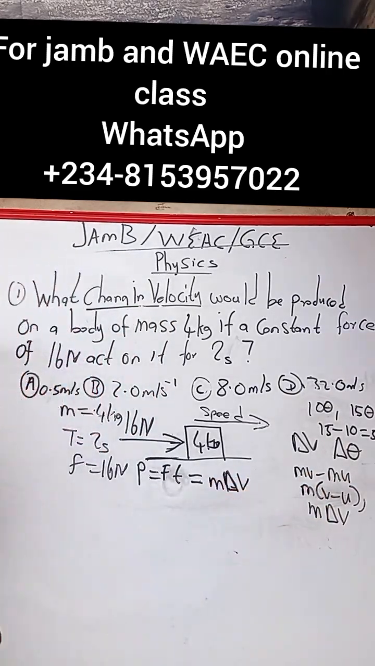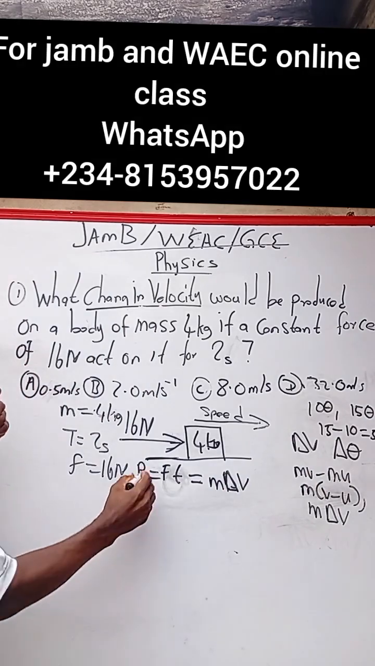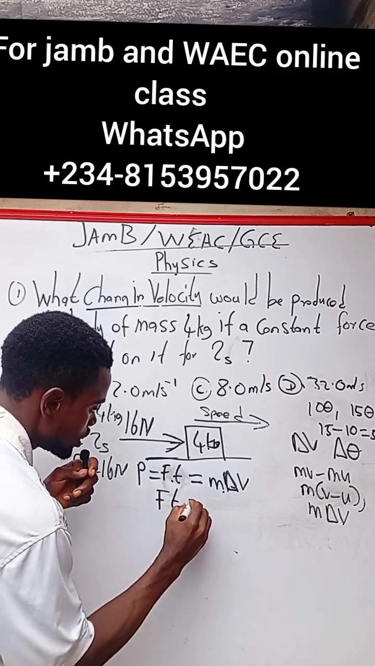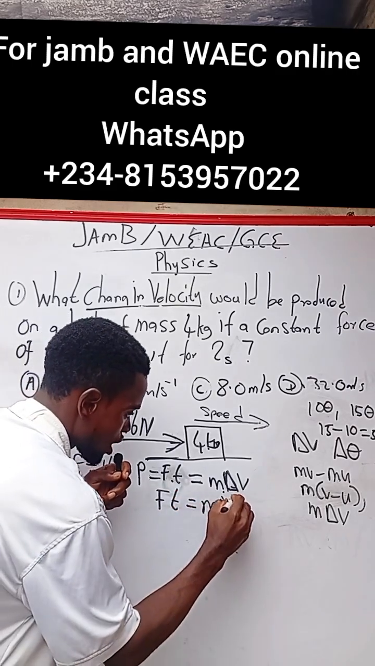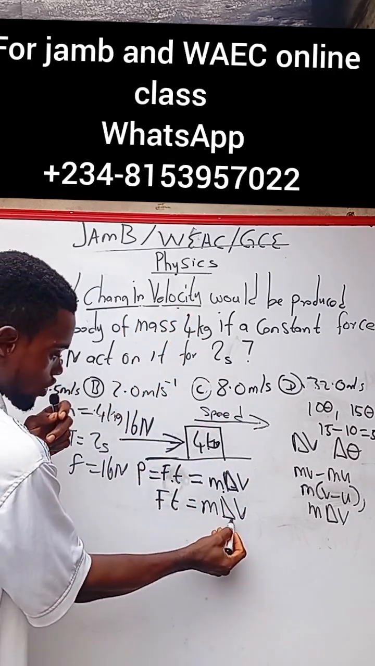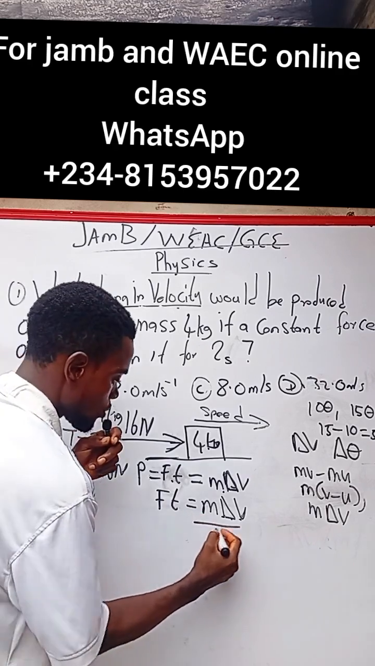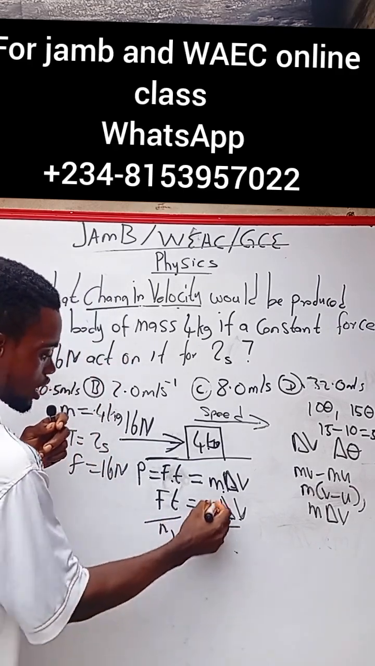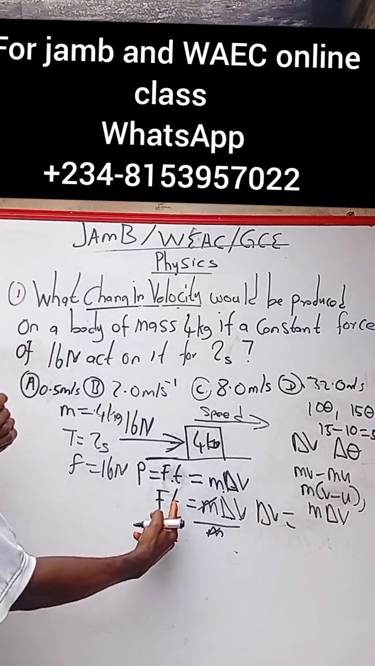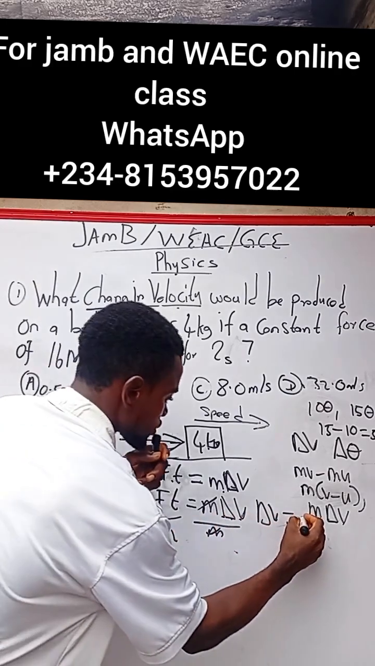Now, what formula are we to use? Since impulse is this and equals to this, we bring down that Ft is equal to m delta V. Now, delta V is the change in velocity we are asked to find. So to make delta V the subject of the formula, you divide by m. This cancels this. Now, delta V is equal to Ft over m.